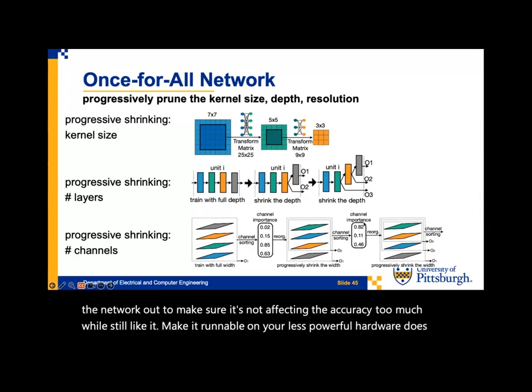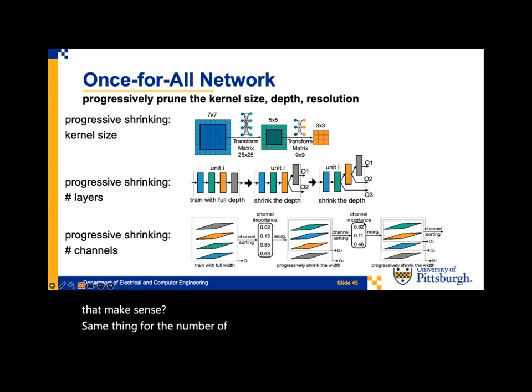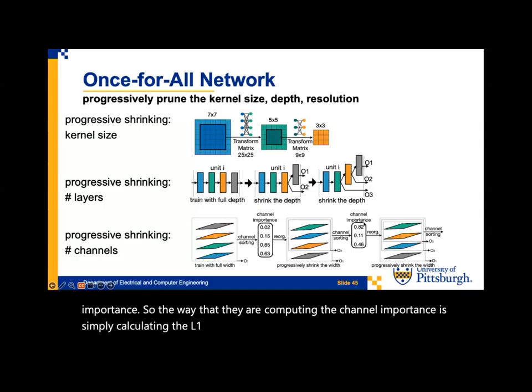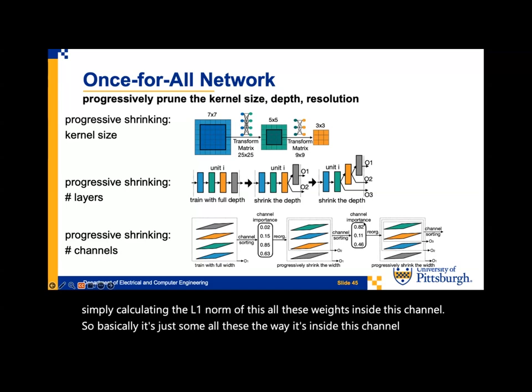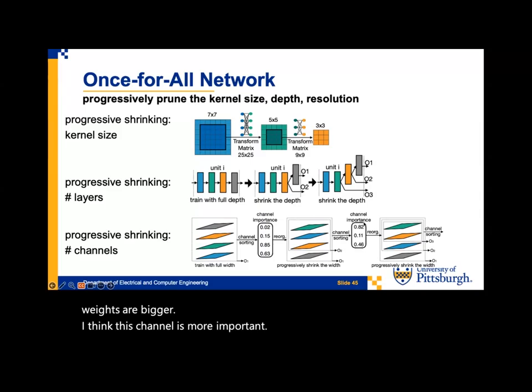Does that make sense? Same thing for the number of channels. It computes a so-called channel importance. The way they compute the channel importance is simply calculating the L1 norm of all the weights inside this channel. Basically, it just sums all the weights inside this channel together and sees which one's bigger. If the sum of the weights is bigger, I think this channel is more important. Does that make sense? Then it's just sorting them, ranking them from big to small.